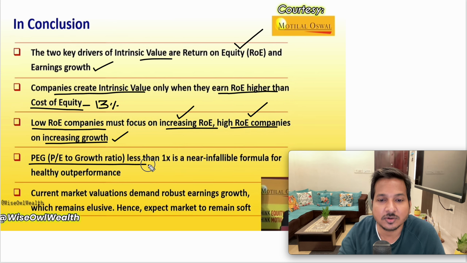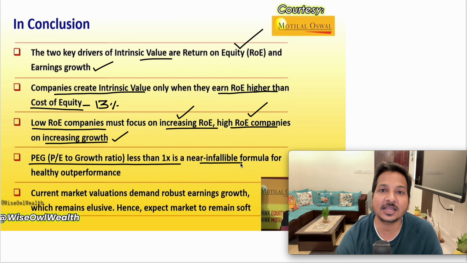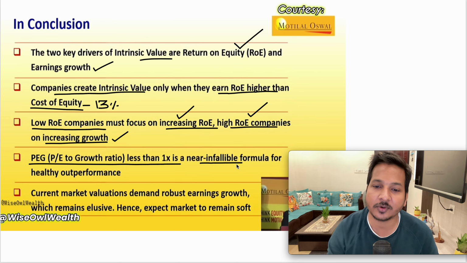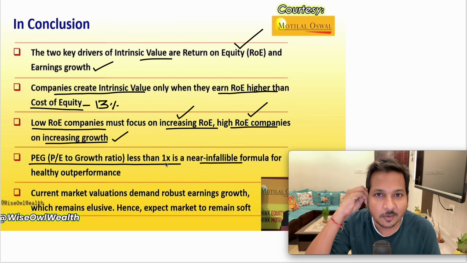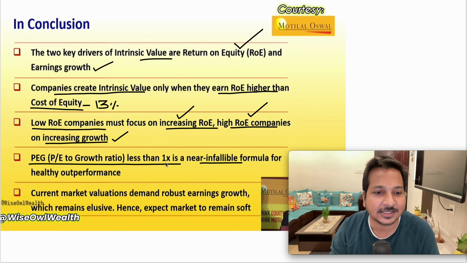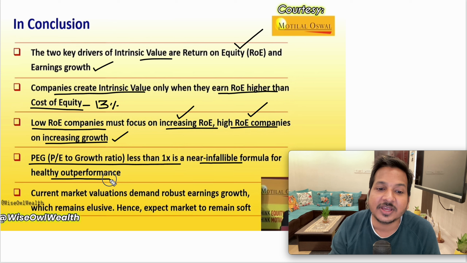Now, PEG ratio less than 1x is a near infallible formula, it never fails. So if you are getting such a good company, a high ROE, high growth company with a PEG ratio lower than 1, like I told HDFC Bank, now also it is available at less than 1x. So that is very healthy. That formula never fails, and we should grab this opportunity with both hands with whatever capital we have.